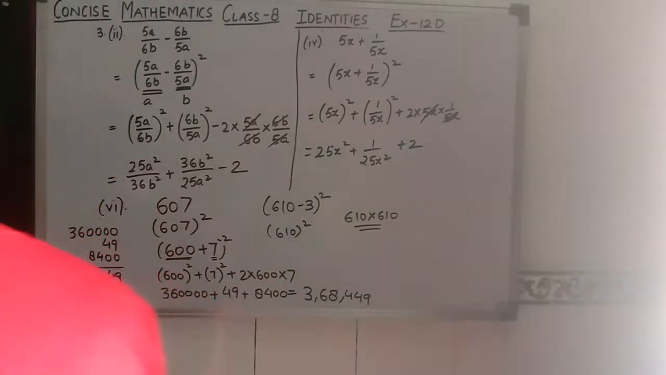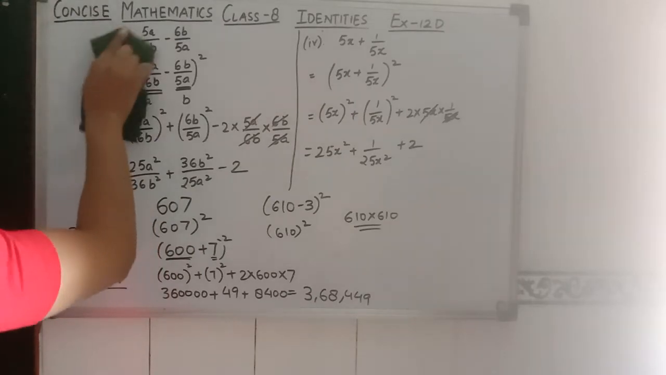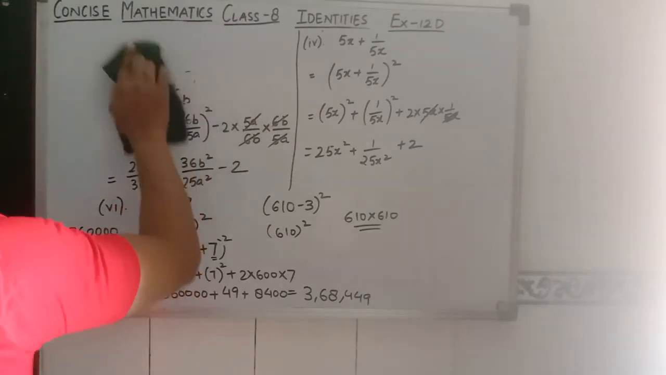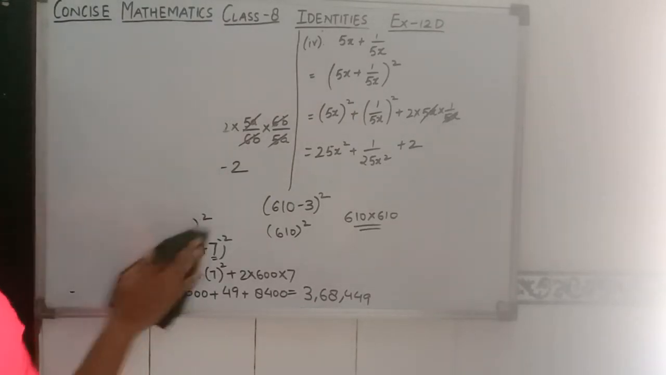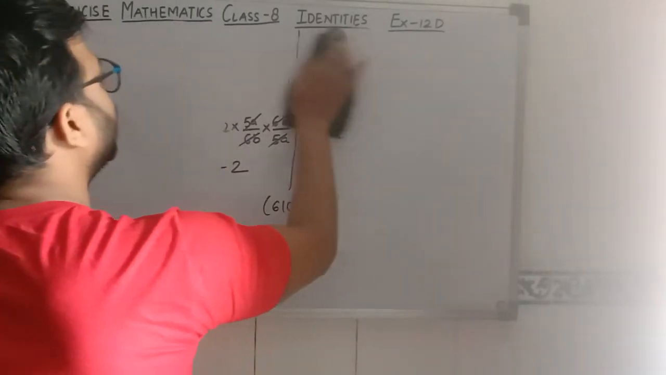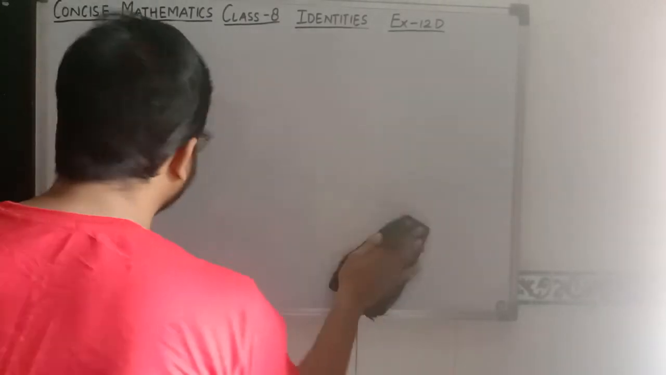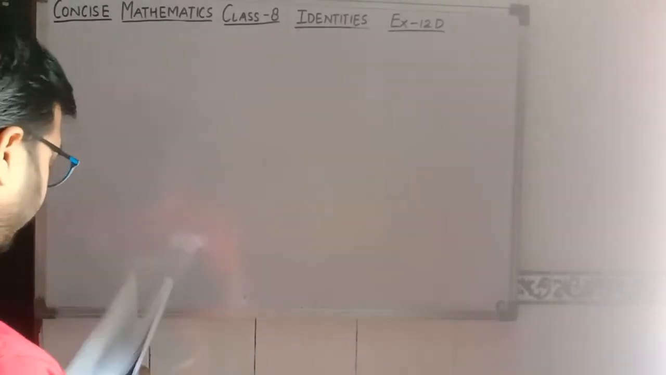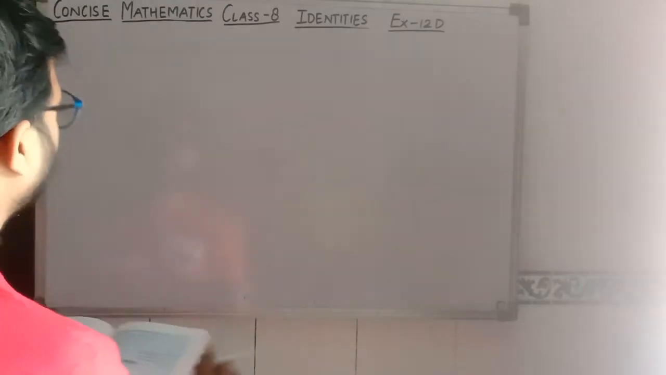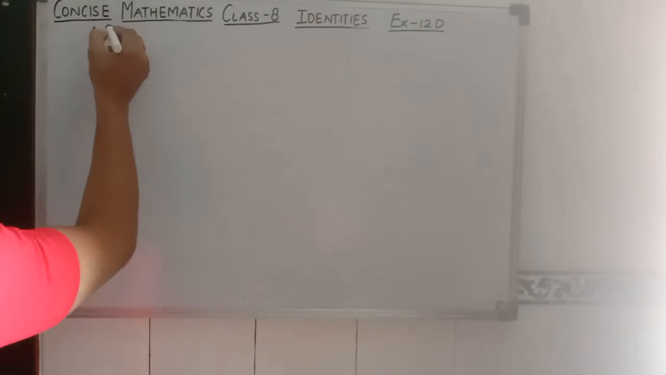So this is the question number 3, in which you have to apply either the identity of (a plus b) whole square or the identity of (a minus b) whole square. Along with that, some questions are value based. So value based questions can also be split into 2 parts. Then they can be solved. So this is the question number 3. Now from the question number 4, the applications of the identities have started.